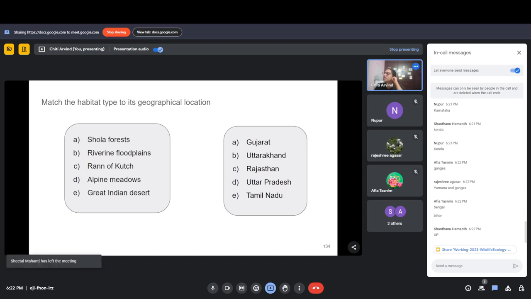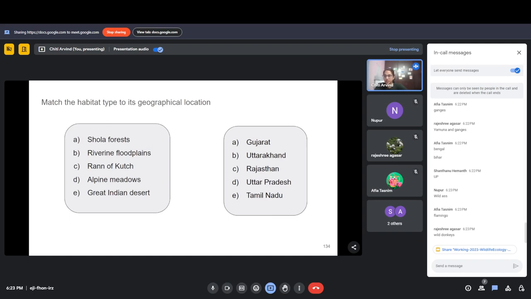And when we talk about the run of Kutch, it is in Gujarat. Can someone tell me some interesting terrestrial vertebrates that are found in the run of Kutch that are not found anywhere else? Right, you find the wild ass there that are endemic to the run of Kutch. They are known as the Indian wild ass.